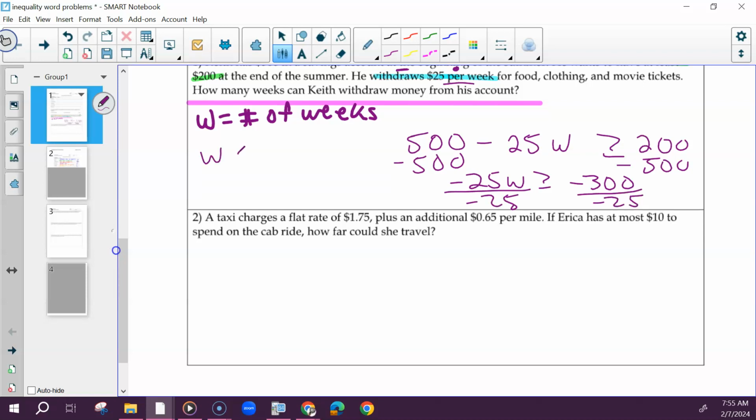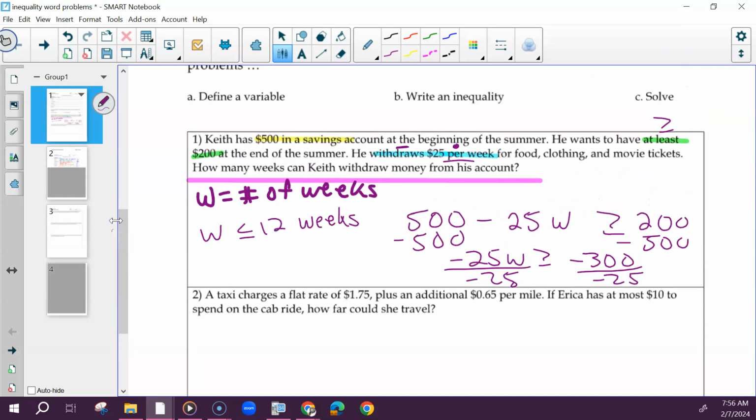The sign does change, correct? And we would get, what is the solution? Divided by a negative. Okay. Should be positive. Well, if you get negative numbers in your word problems, double check your answers because something's off. But that would be 12 weeks. So we could say if he withdraws money for 12 weeks or less, he will have at least $200. But if he goes over that 12 weeks, he will not have $200.